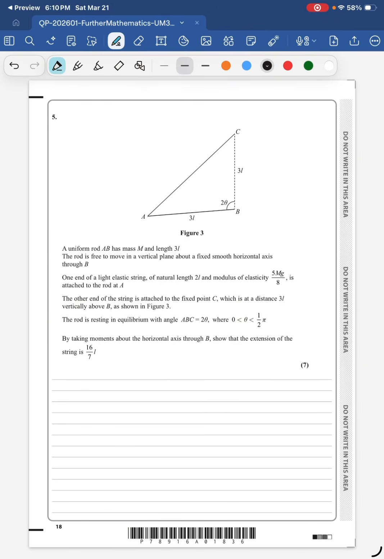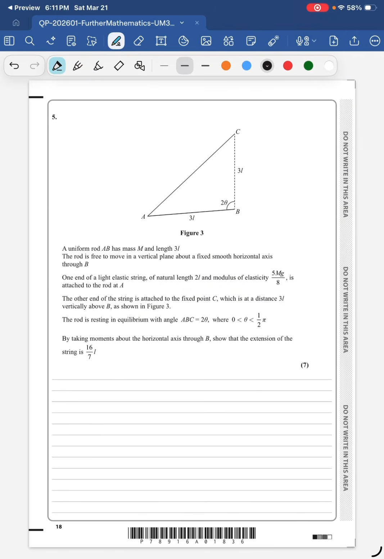One end of a light elastic string of natural length 2L and modulus of elasticity 5mg over 8 is attached to the rod at A. The other end of the string is attached to the fixed point C, which is at a distance 3L vertically above B, as shown in figure 3. The rod is resting in equilibrium with angle ABC equal to 2 theta, where theta is larger than 0 and less than pi over 2.